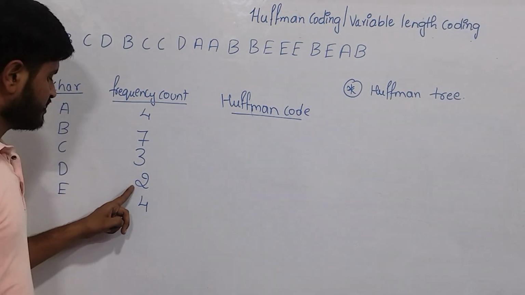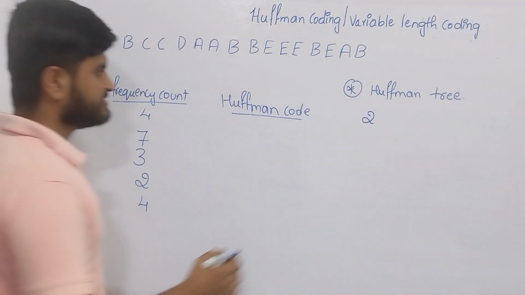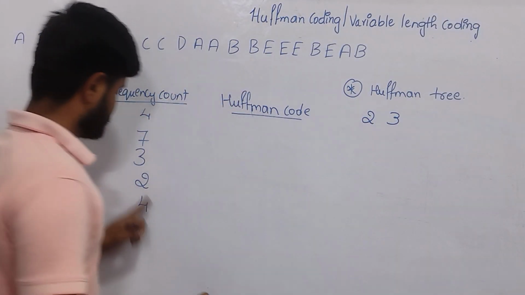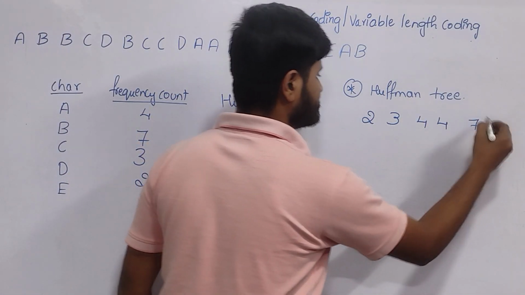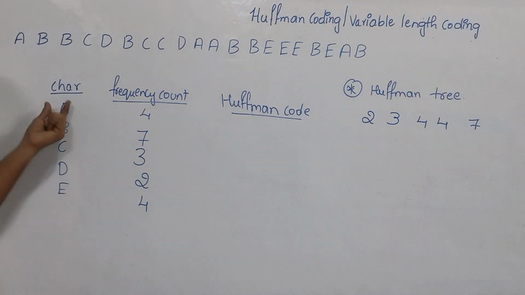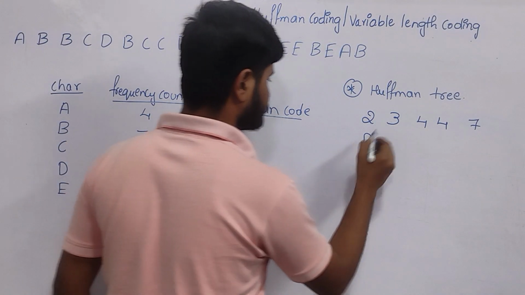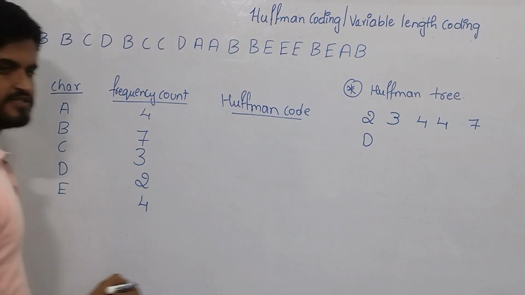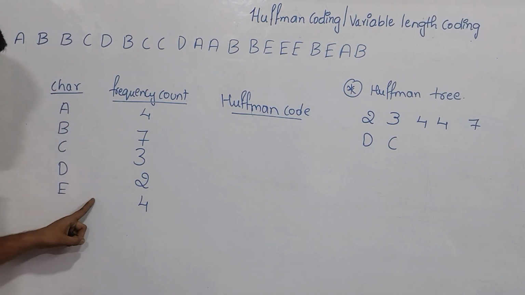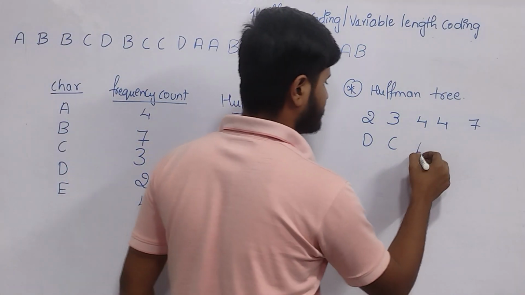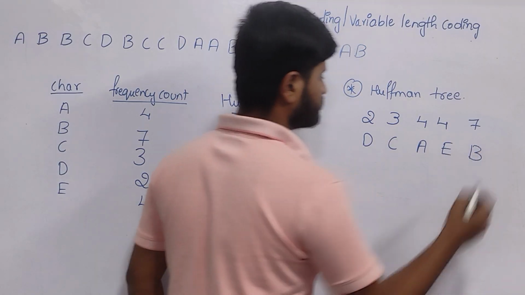So if you see here, first 2 will be coming. Next it will be 3. Next 2 times 4 is coming. Next it will be 7. So now write the respective characters. For 2 it is D. Next for 3 it is C. For 4 you can write A first or E first, anything you can write. A, E. Next 7 is for B.